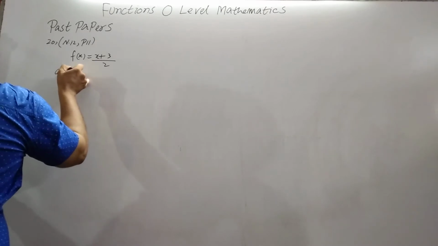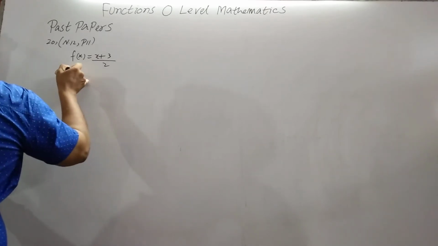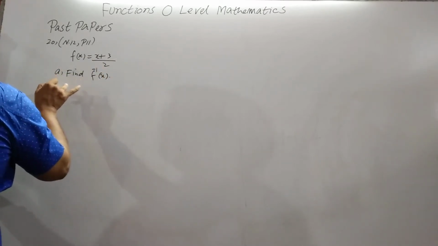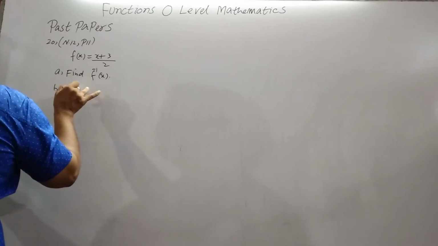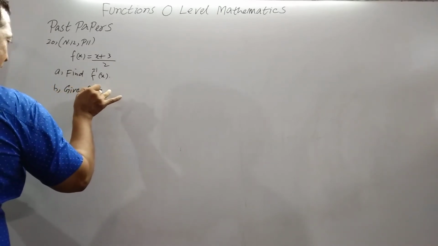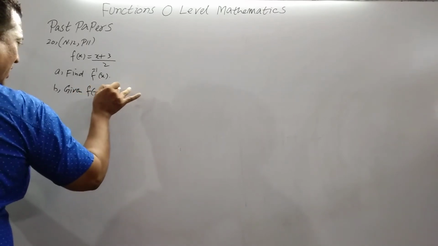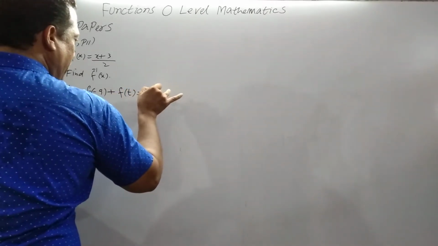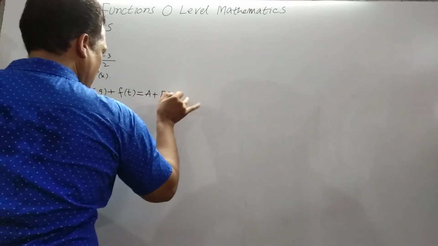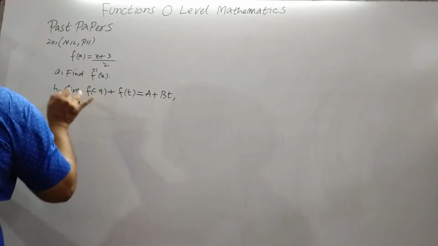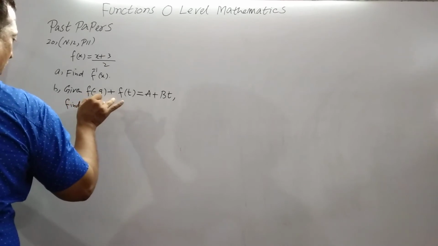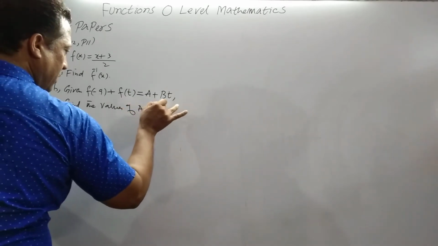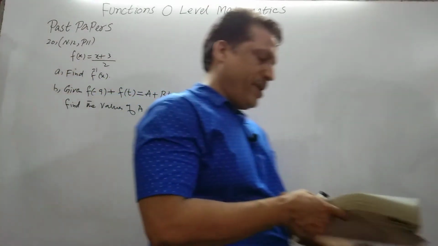Part A, find f inverse x. Part B, given f of minus 9 plus f of t equals a plus bt, find the values of a and b. Again, a very easy question.